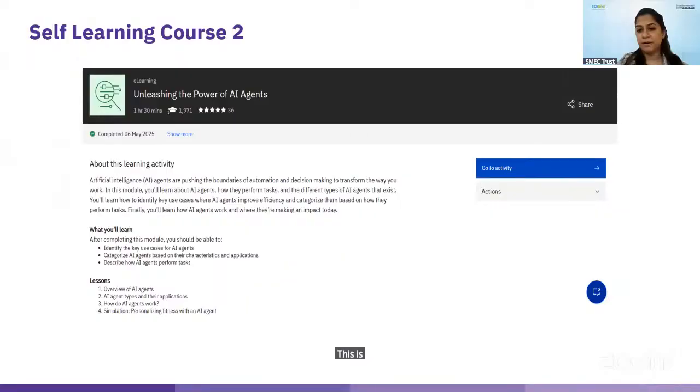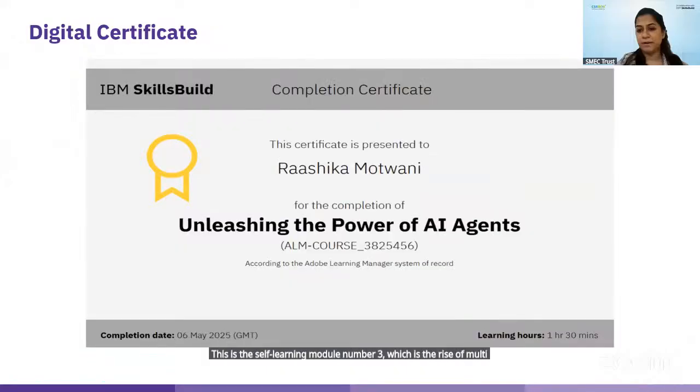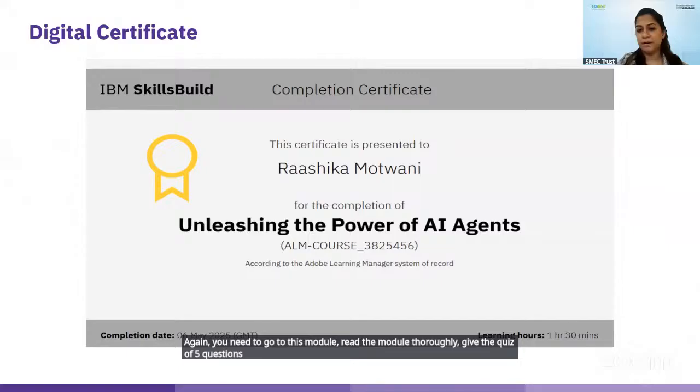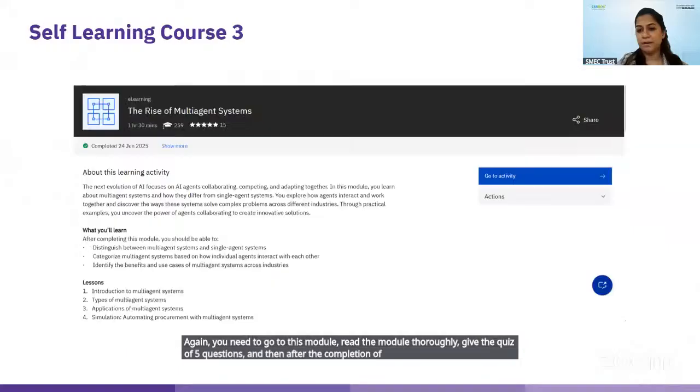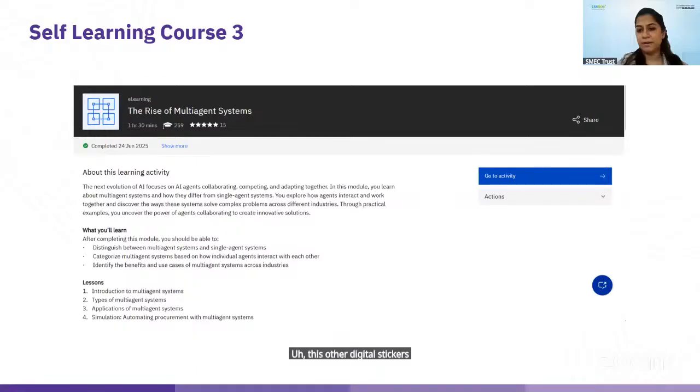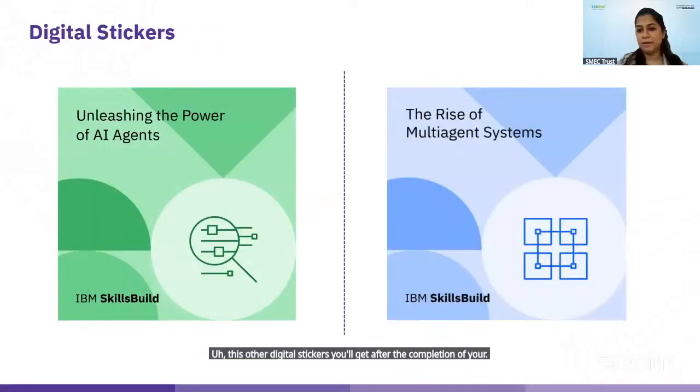This is self-learning module number 3, which is The Rise of Multi-Agent Systems. Again, you need to go to this module, read the module thoroughly, take the quiz of 5 questions, and after the completion of your quiz, you'll get this type of certificate. And you will get these other digital stickers after the completion of your courses.